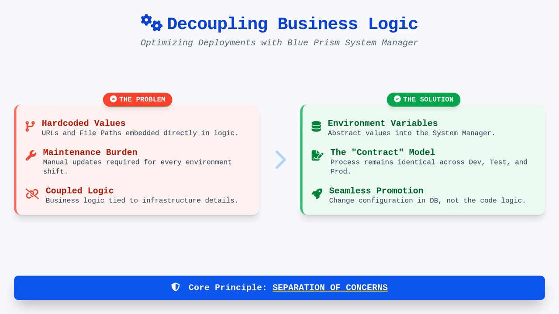By leveraging the system manager in Blue Prism, we can isolate these variations into environment variables. These variables act as a contract between the automation and the environment, allowing the process to remain identical across the entire software development lifecycle. By abstracting these values, we ensure that the only thing changing when we promote a release is the configuration stored in the database, not the logic itself.